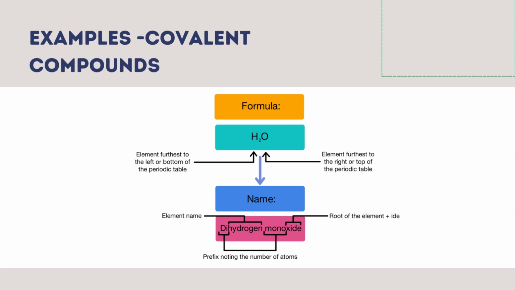Next, we need to add our prefixes at the beginning of our element names. The prefix notes the number of atoms. For hydrogen, we have two atoms, so we use the prefix di. For oxygen, we have one, so we use mono. Lastly, we need to change oxygen to oxide, as this is the root of the element plus IDE.